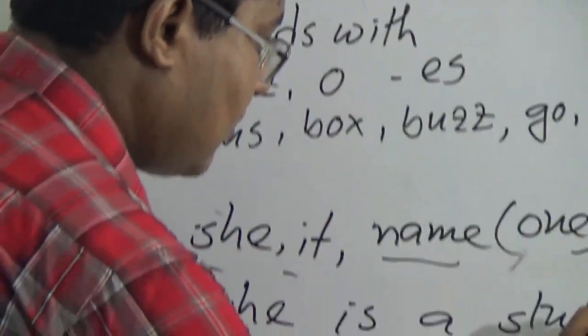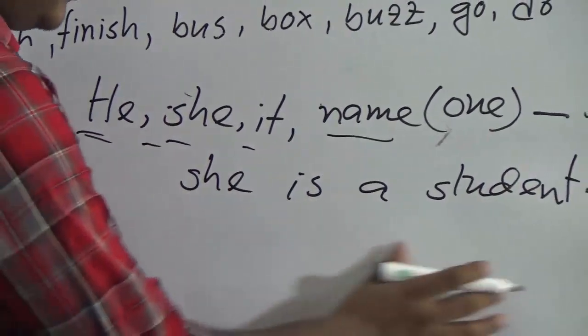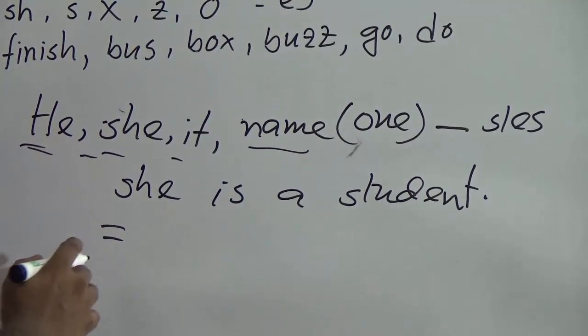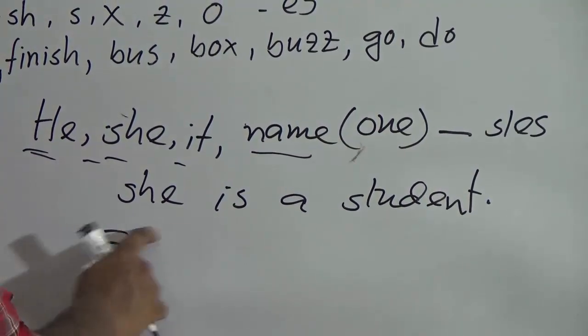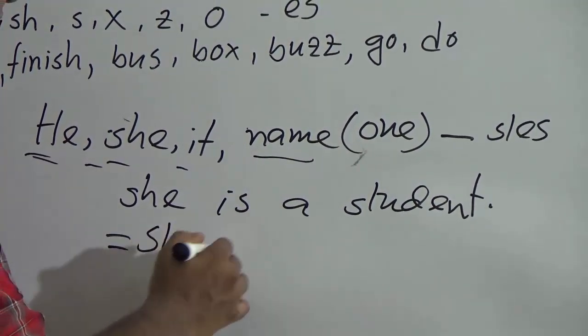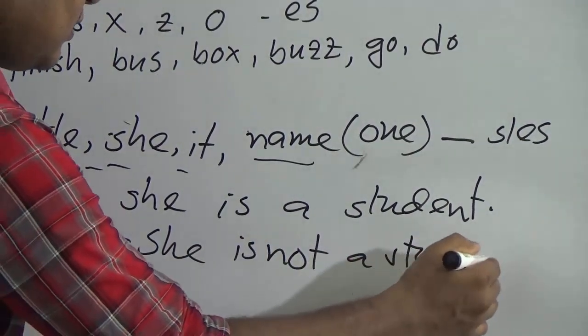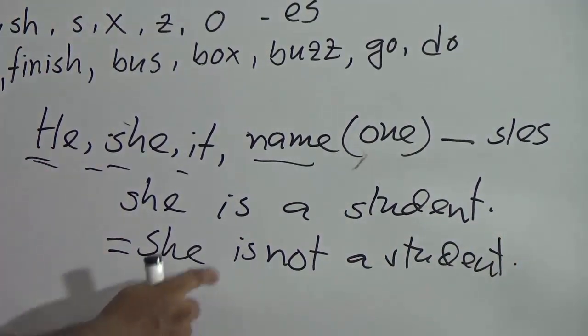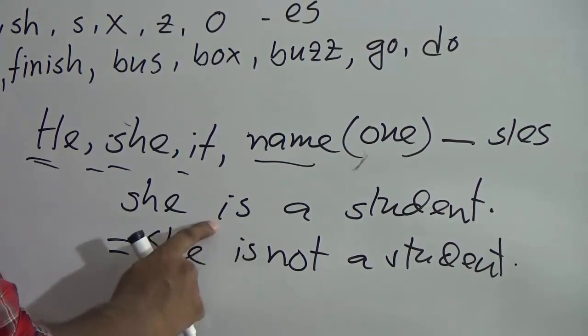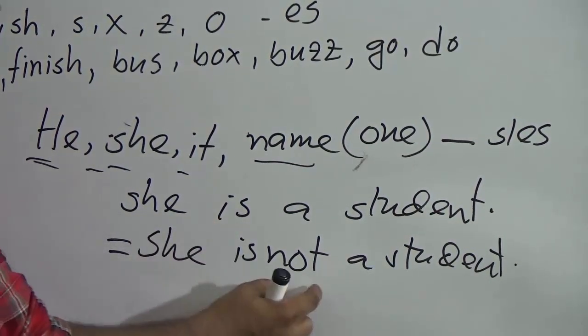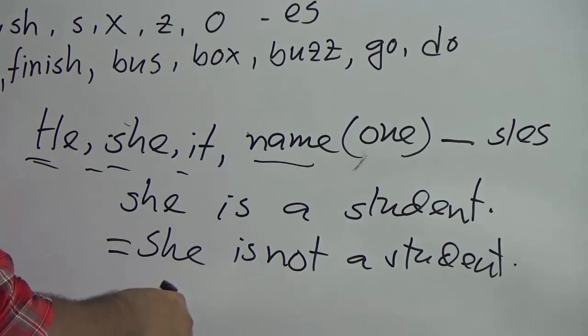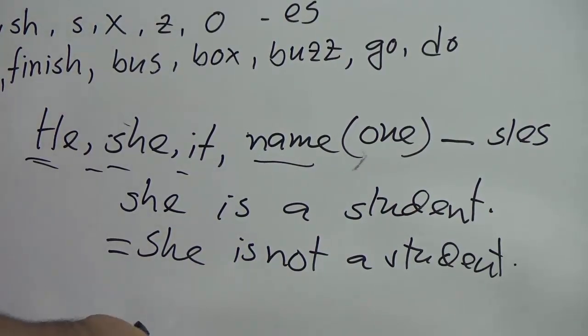She is a student. This is a sentence. If you are asked to make it negative, what will we add? We will write, she is not a student. So if we find an auxiliary verb in a sentence, we usually add not after the auxiliary verb and make it negative.